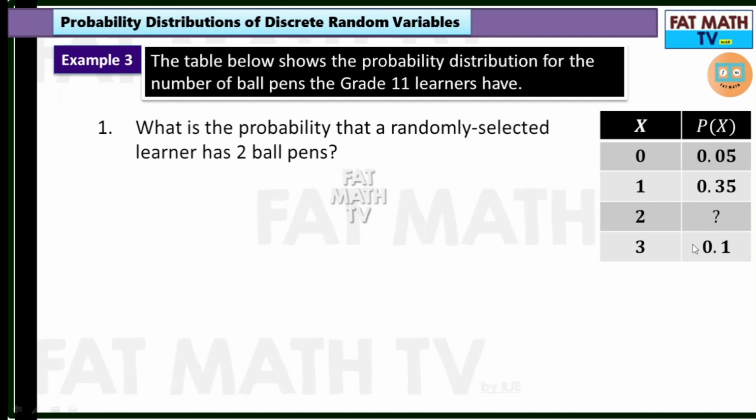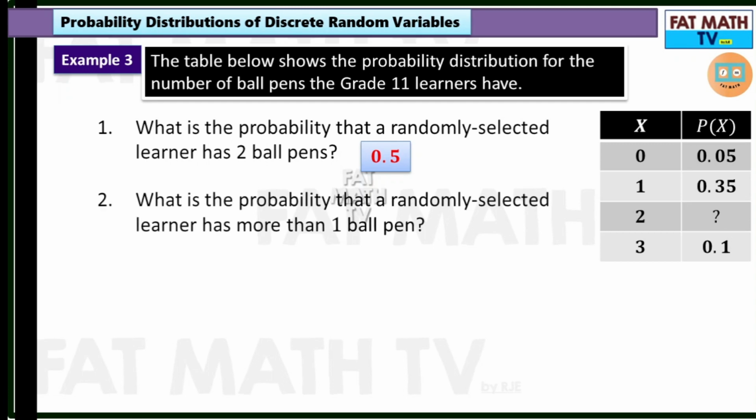Because this is unknown, we have to remember that for a probability distribution, all the values are non-negative, and the total of the probabilities should be equal to 1. So the total of 0.05, 0.35, this, and 0.1 should be 1. So we have to subtract the sum of 0.05, 0.35, and 0.1 from 1 to get this probability. So what is 0.05 plus 0.35? That's 0.4, plus 0.1, that's 0.5. So 1 minus 0.5 is 0.5.